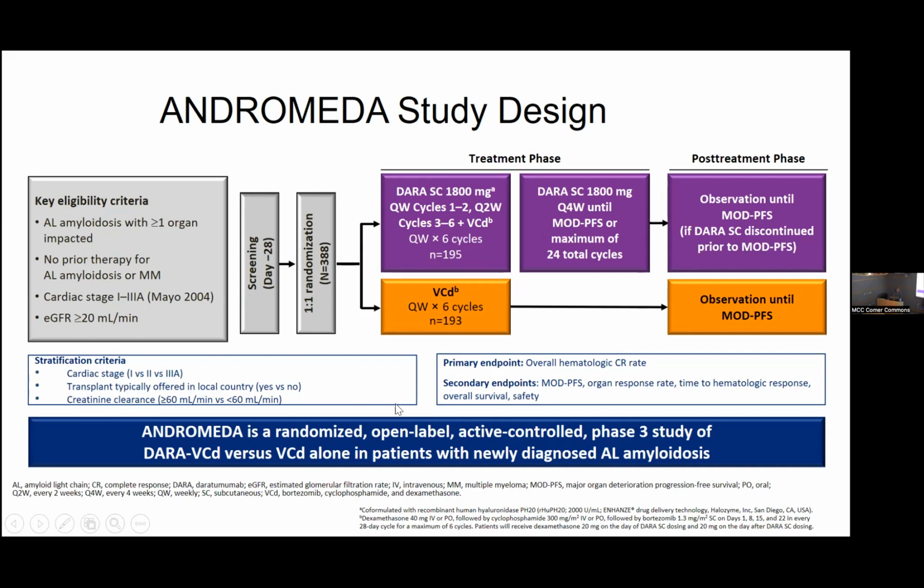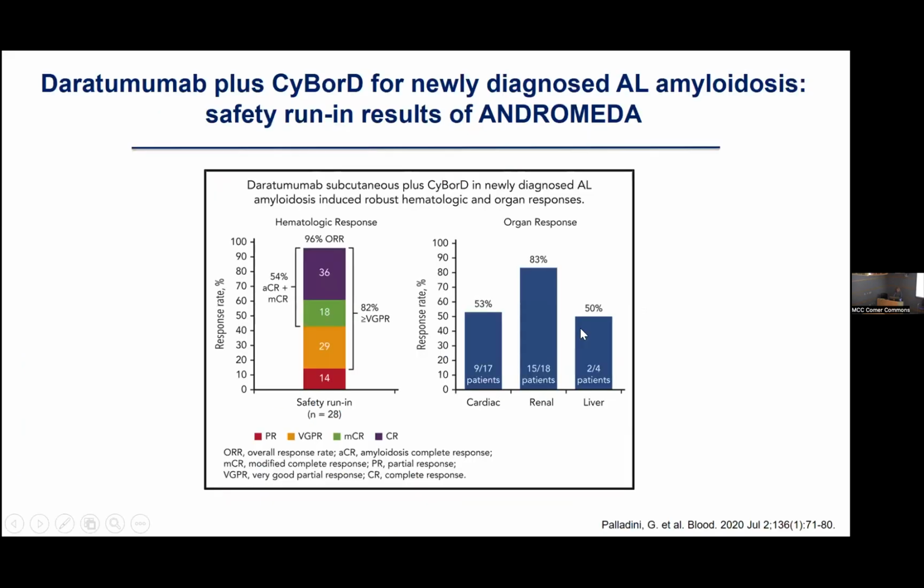The endpoint was hematologic CR, which I think is fair in this disease because we know that hematologic CRs are associated with improvement in survival. And it was better. The overall response rate was 96%. What was super good was that if you treat people with this, unlike with CyBorD, 82% of patients will meet the endpoint you want, VGPR or CR.